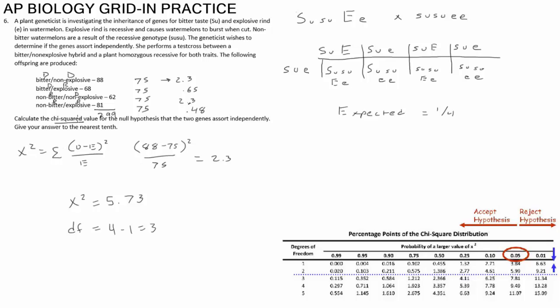So the question asked me to come up with the chi-square value. It said to give it to the nearest tenth. So before I finalize that answer, I want to make sure to round that to the nearest tenth, and I get 5.7 as my final answer.